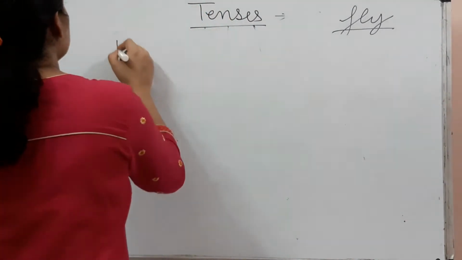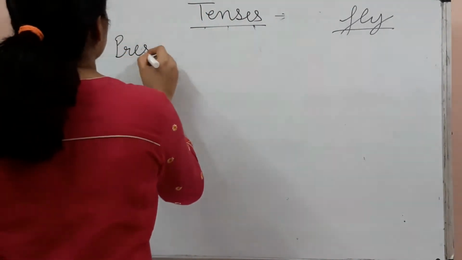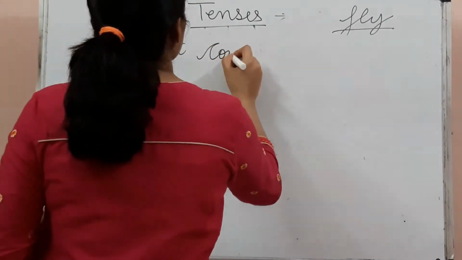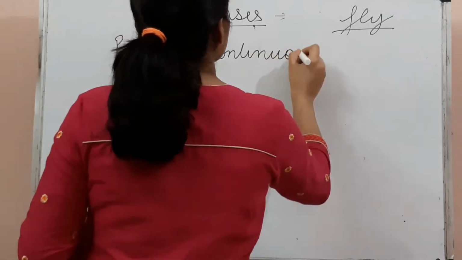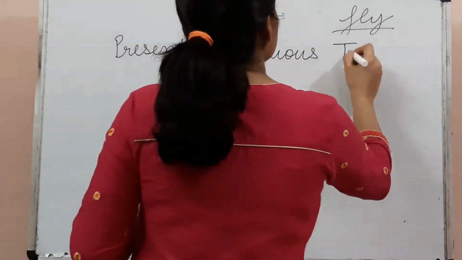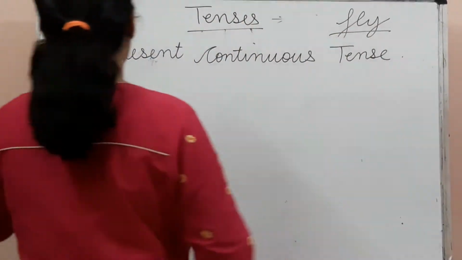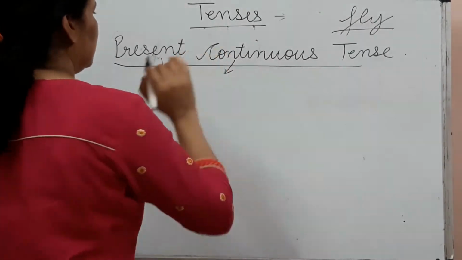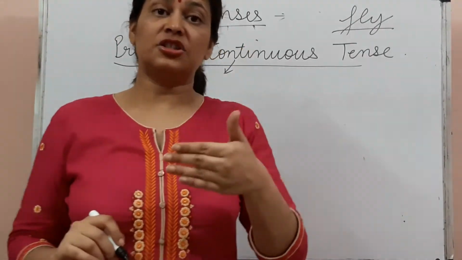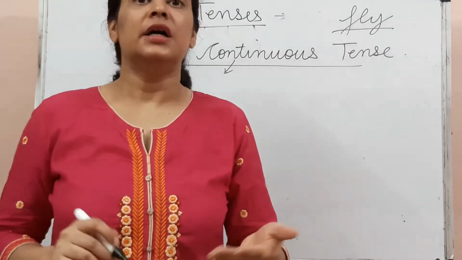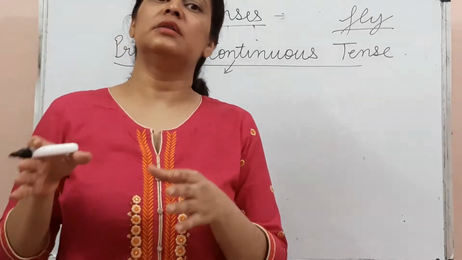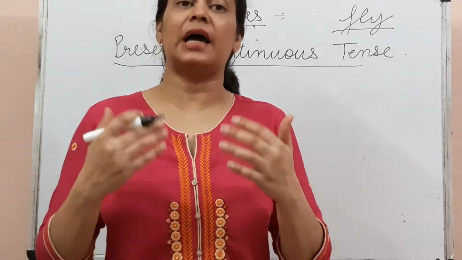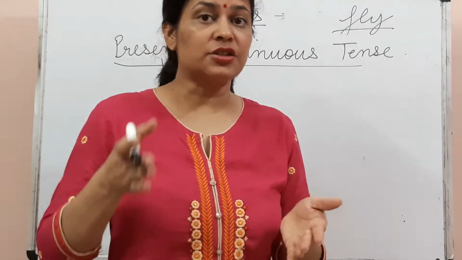So the second one is, sorry, I'm going wrong here, present continuous tense. It is present continuous tense. Now it is two words here, present and continuous. Remember that the action has been going on either right now or the action has been going on. Suppose I am teaching you English or I am teaching you tenses. This is the action going on.